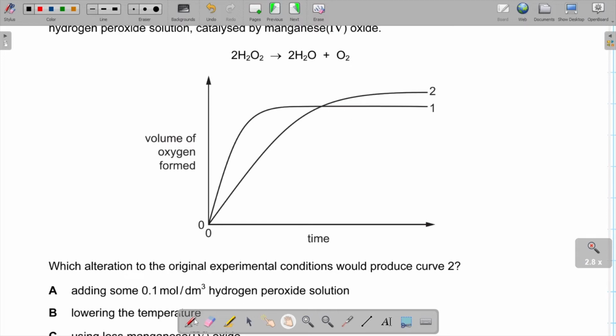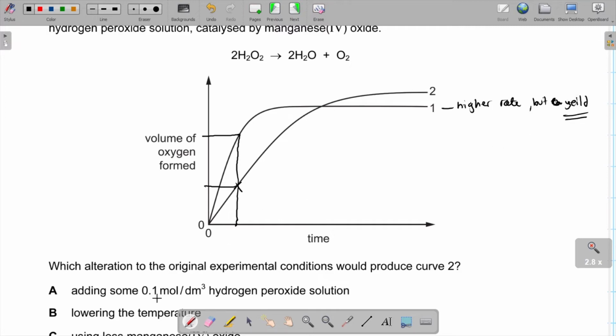So as you can see, if we measure the rate of reaction of curve 2 and compare it with curve 1, this is curve 1, this is curve 2, at the same time period. At the same time period, curve 1 has a higher volume of oxygen compared to curve 2. So curve 1 is at a higher rate but low yield.